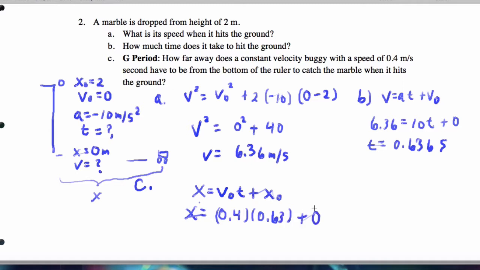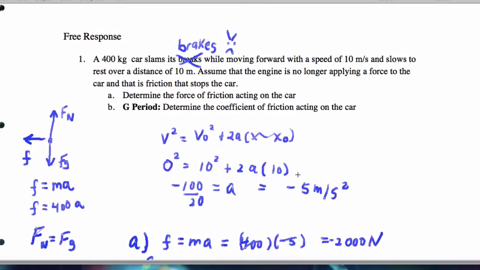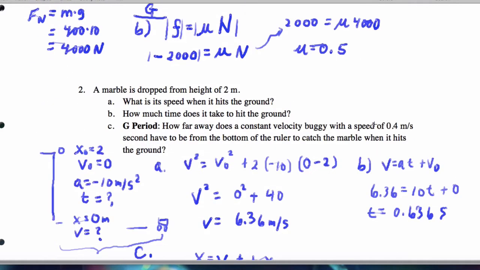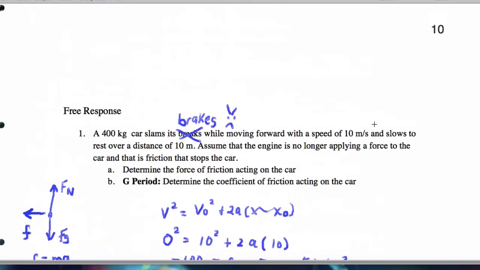So when we actually work this math out, I think it ends up being about 0.25 meters. Let's just see. 0.252 meters. So that's it for part C, and that is page 5, I believe, of the exam.